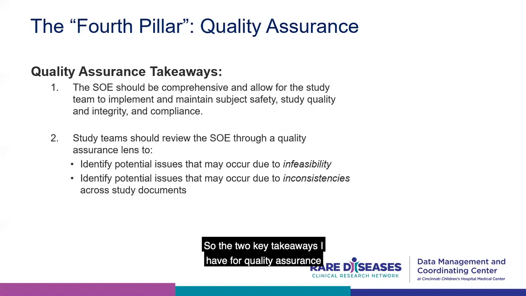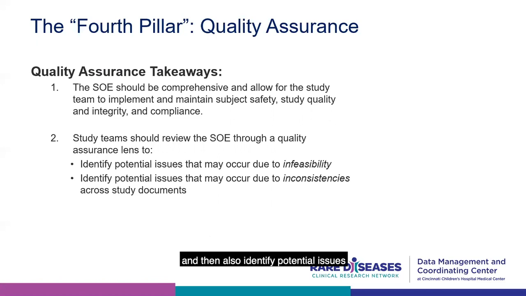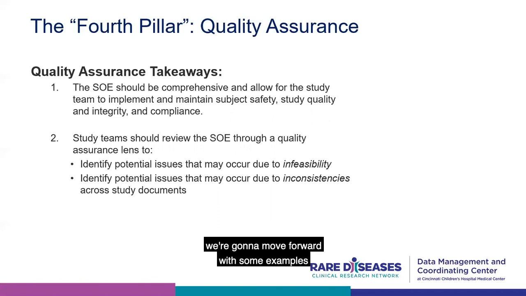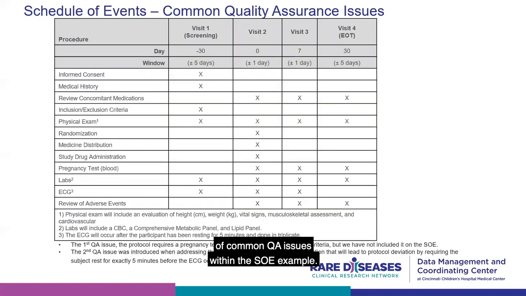So the two key takeaways I have for quality assurance are, one, that the SOE should be comprehensive and allow for the study team to implement and maintain subject safety, study quality and integrity, and compliance. And two, that study teams should review the SOA through a quality assurance lens to do two things. The first being identify potential issues that may occur due to infeasibility, and then also identify potential issues that may occur due to inconsistencies across the study documents. So with that, we're going to move forward with some examples of common QA issues within the SOE example.